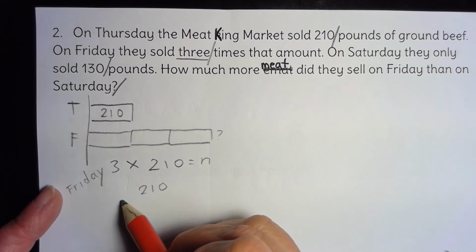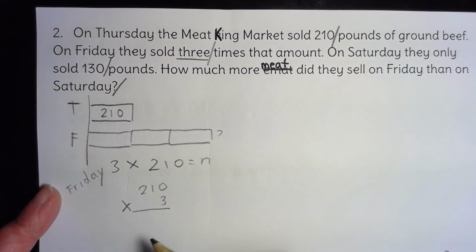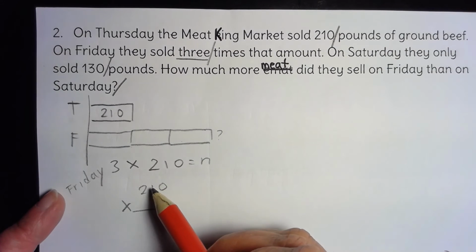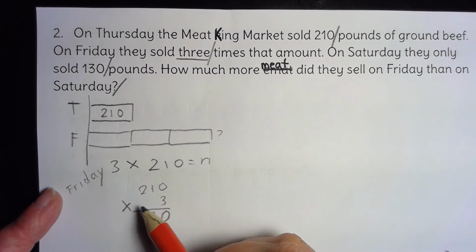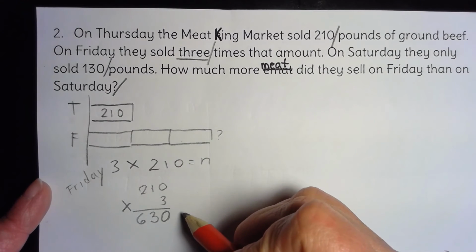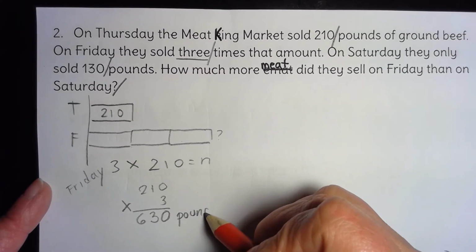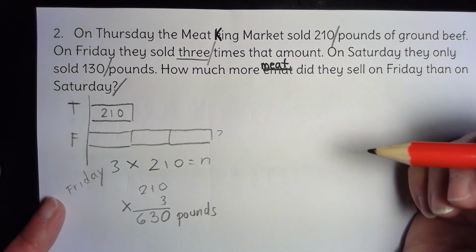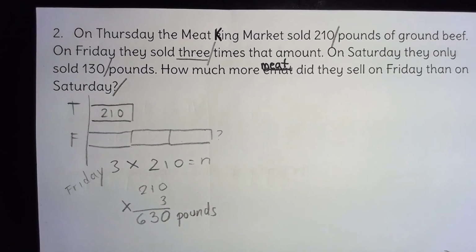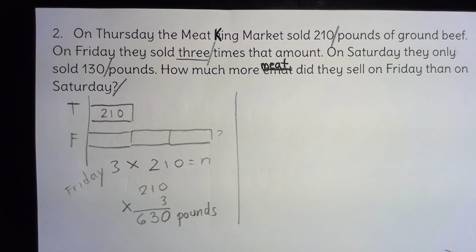So then I set it up. 210 times 3. 3 times 0 is 0. 3 times 1 is 3. 3 times 2 is 6. So that means that on Friday they sold 630 pounds. Wow. That was a good business day. Okay, so now we know what we need to know. We know how much they sold on Friday and how much they sold on Saturday. So now, do we have the info we need to answer the question, how much more meat did they sell on Friday than on Saturday? Absolutely we do. Because now we know that on Friday they sold 630 and on Saturday they sold 130.